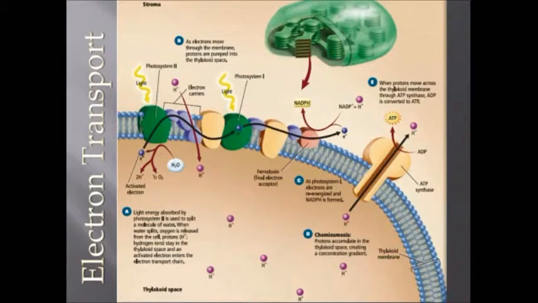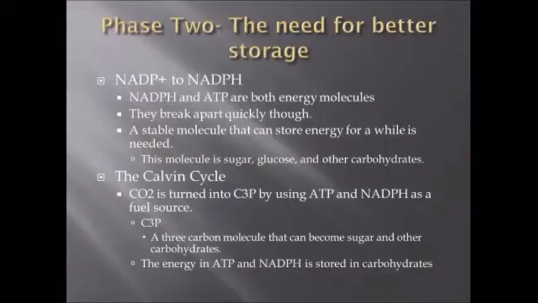It's important to understand there are two electron transport chains, which I haven't talked about yet, but I'm going to give you a heads up right now. This is electron transport for photosynthesis. There's also one that takes place in cellular respiration as well, but I'll talk about that in the next lesson.